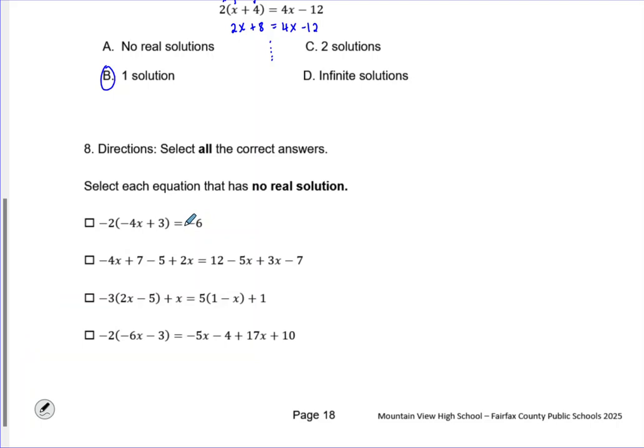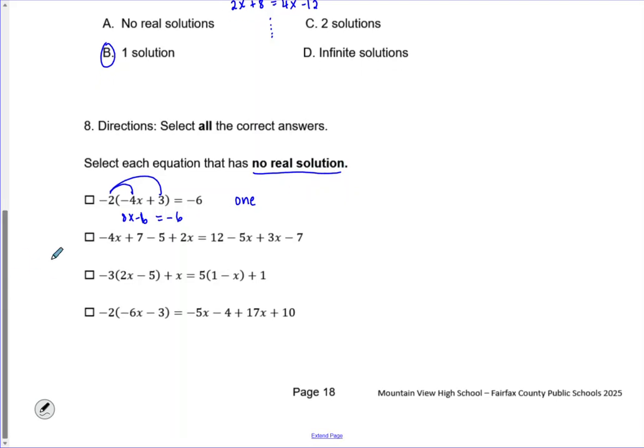Okay, and then here, let's go ahead and do each one. So we're just going to simplify the left side and right side and see what we have. So negative 2 times negative 4, that's positive 8x. Negative 2 times 3 is negative 6, equals negative 6. So I only have one x here, so that's going to end up giving me one solution. Okay, and notice I'm looking for no real solution. So let's just keep simplifying.